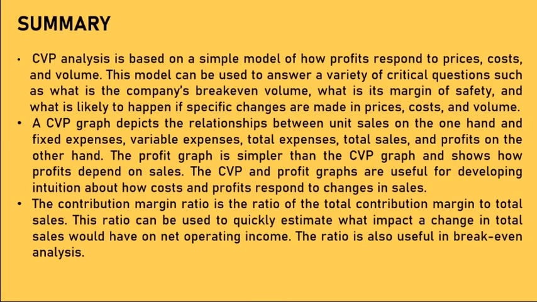Generally, CVP analysis is based on a simple model of how profits respond to prices, cost, and volume. This model can be used to answer a variety of critical questions, such as what is the company's break-even volume, what is its margin of safety, and what is likely to happen if specific changes are made in prices, cost, and volume. A CVP graph depicts the relationship between unit sales on the one hand and fixed expenses, variable expenses, total sales, and profits on the other hand. The profit graph is simpler than the CVP graph, and it shows how profits depend on sales. The CVP and profit graphs are useful for developing intuition about how cost and profits respond to changes in sales.